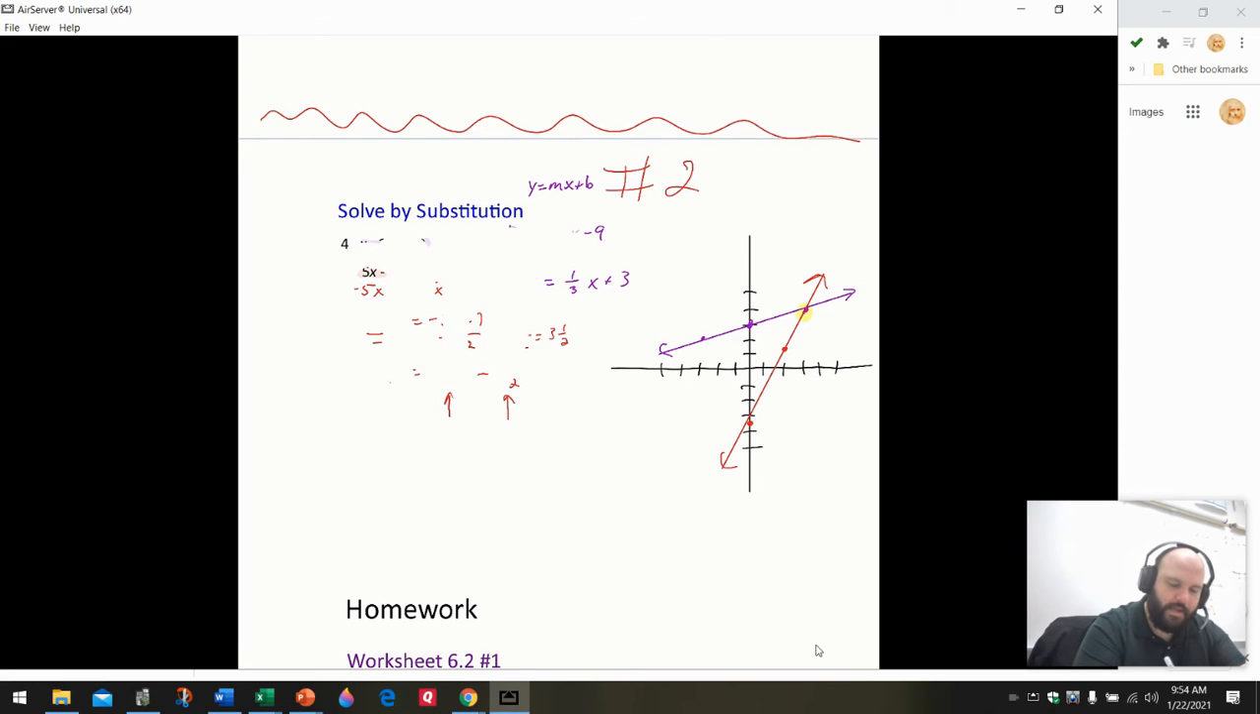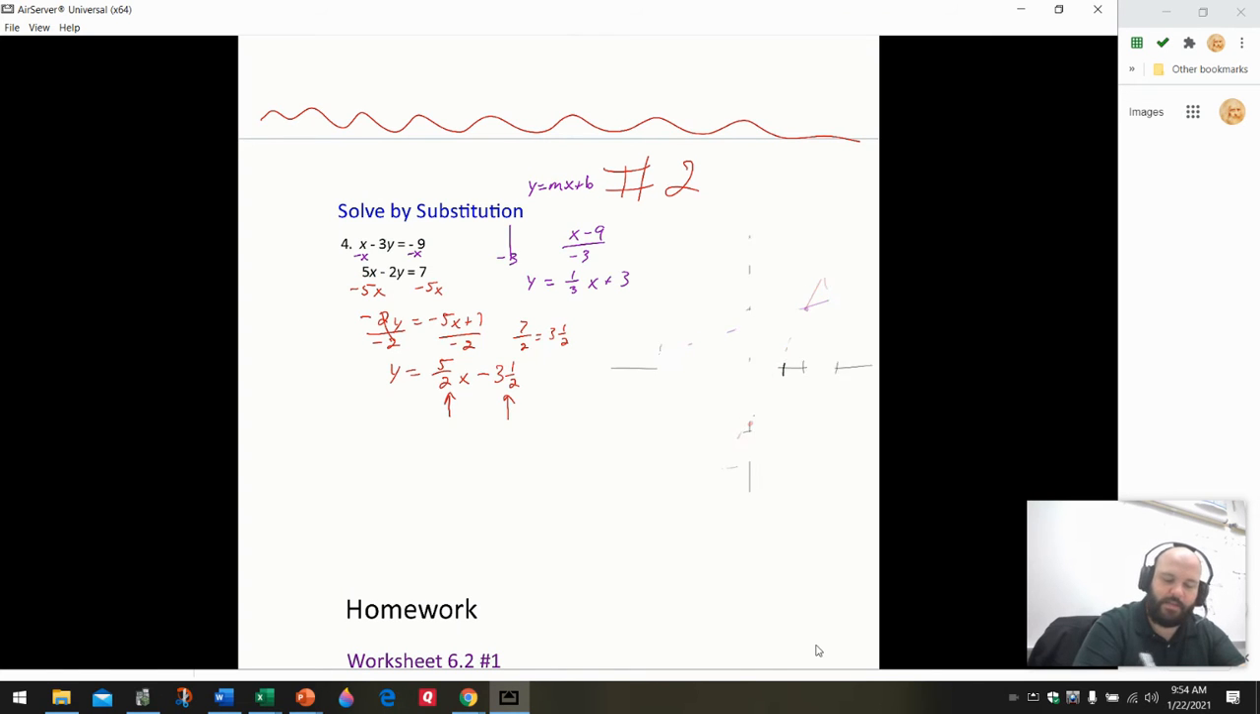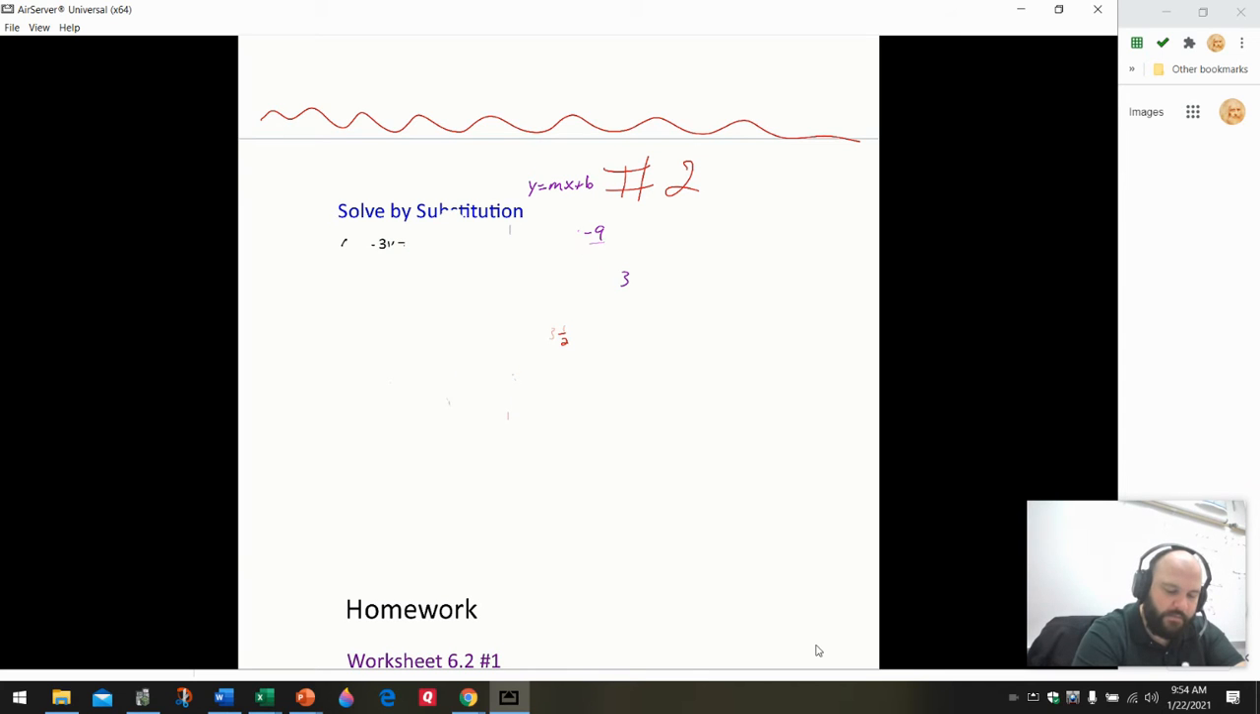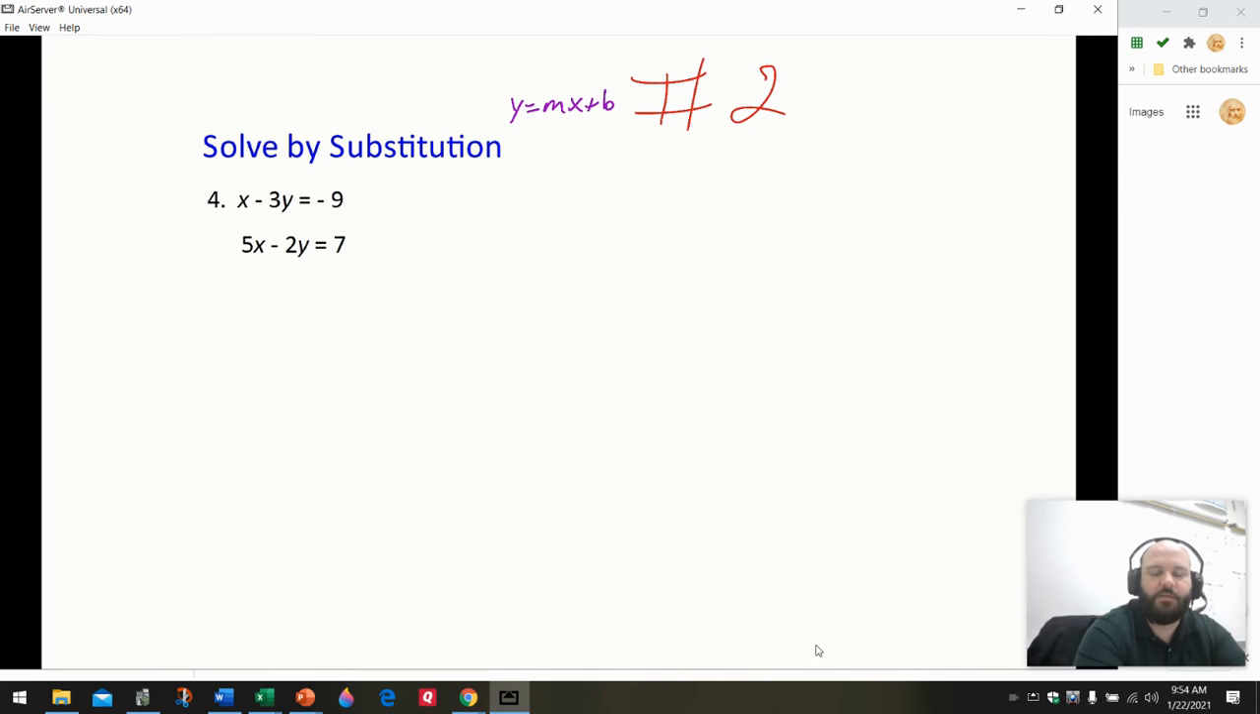Okay, hello everybody. So I'm going to continue to discuss in Chapter 6, Section 2 with you about how to solve these systems using our second technique that we've talked about, which is substitution. So let's get started. You can see in both of these equations, the first equation we have x minus 3y equals negative 9, and then the second one is 5x minus 2y equals 7.